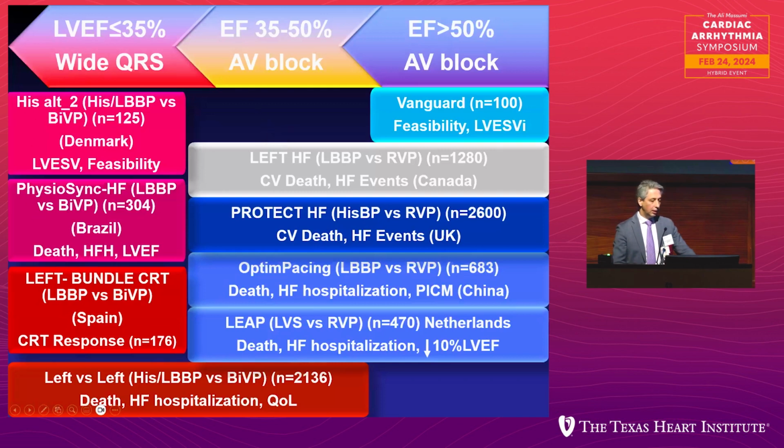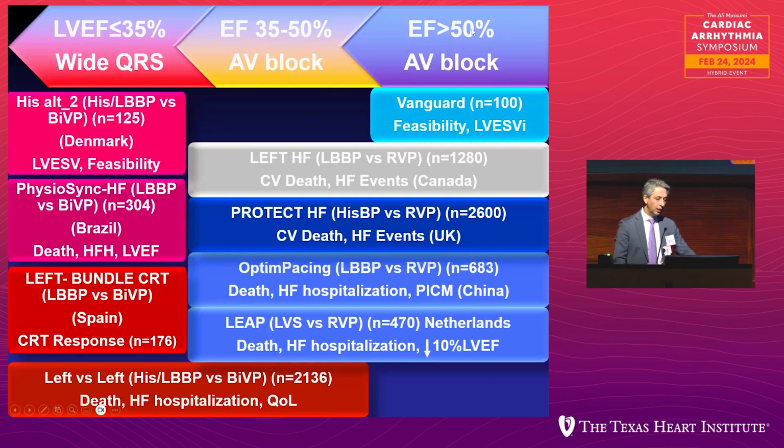So here you can see 3 clinical trials dedicated to patients with ejection fraction less than 35% and left bundle branch block. All of them are ongoing. In the Brazilian one, as of August, they enrolled at least 100 patients. In Spain, they enrolled 100 patients as of November. So we'll hopefully have some data soon.